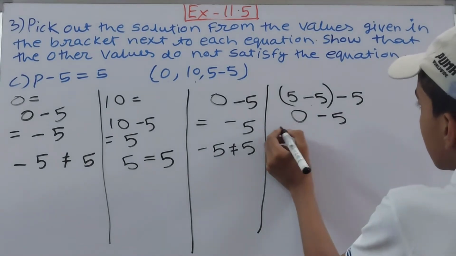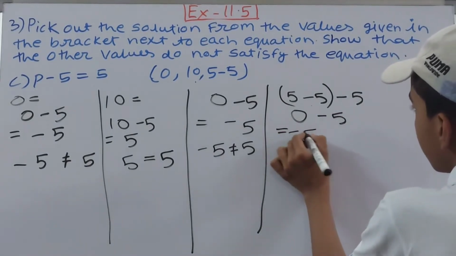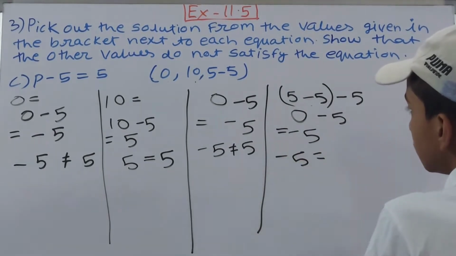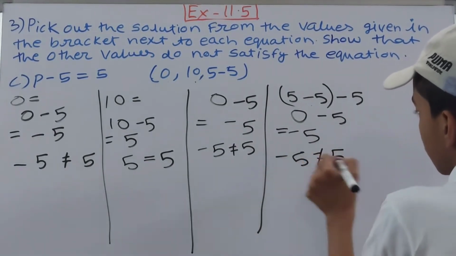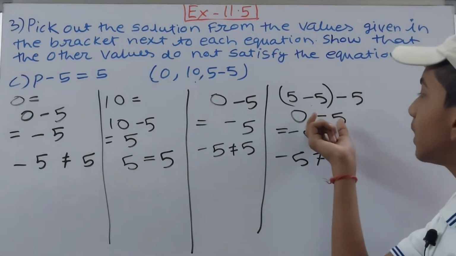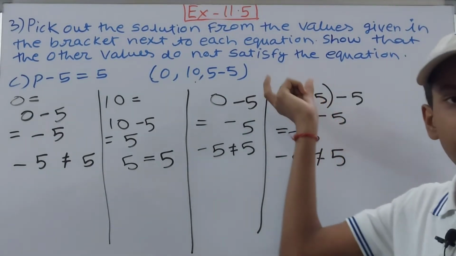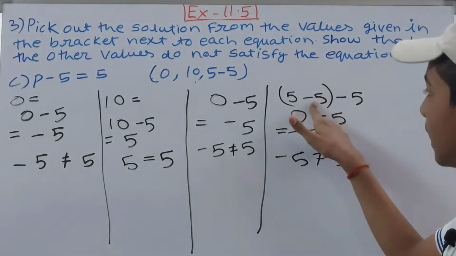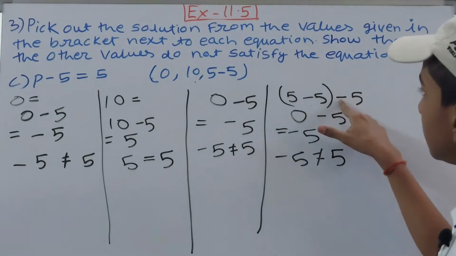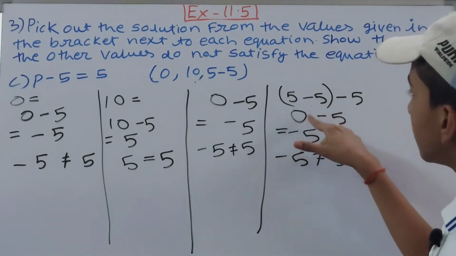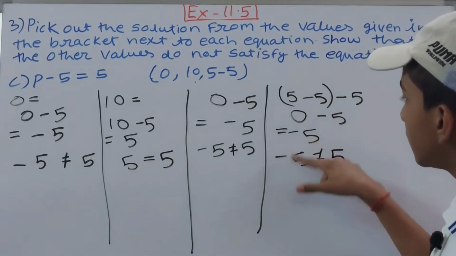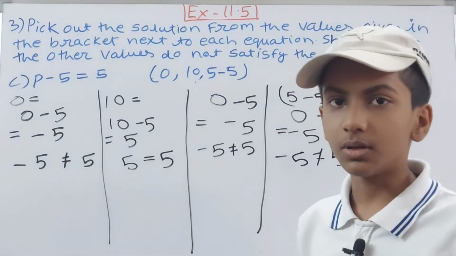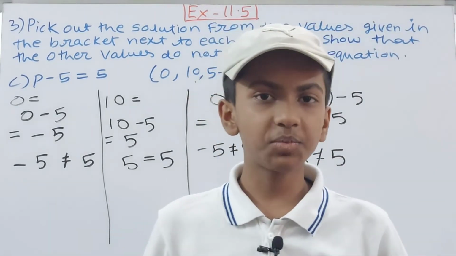So again that is going to be 0 minus 5, minus 5, and that will be minus 5 is equal to 5, no. So you can see this way also you can do it. First put 5 minus 5 in brackets and solve that in the brackets, you will get 0. Then you take this minus 5 here, and 0 minus 5 is minus 5. Minus 5 and 5 are unequal, so the equation is not satisfied. Let's move on to the next part.